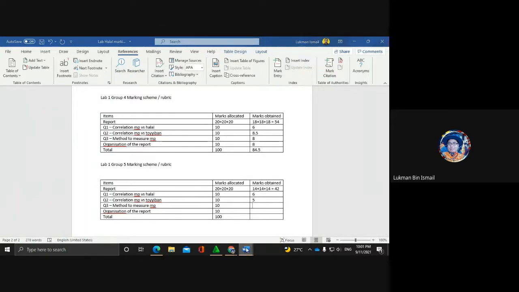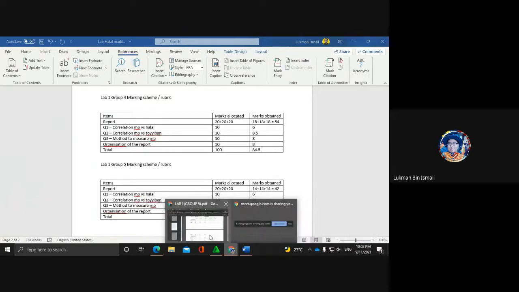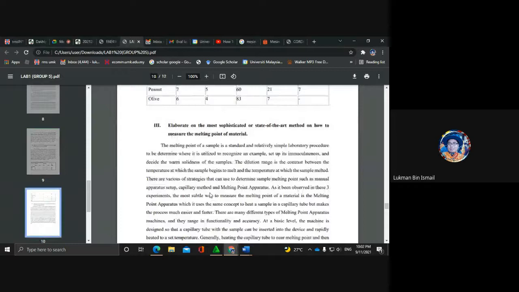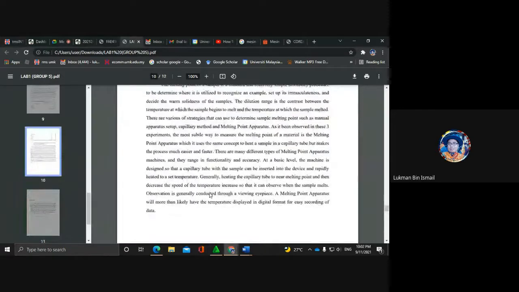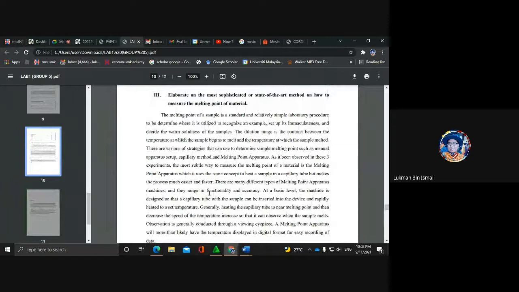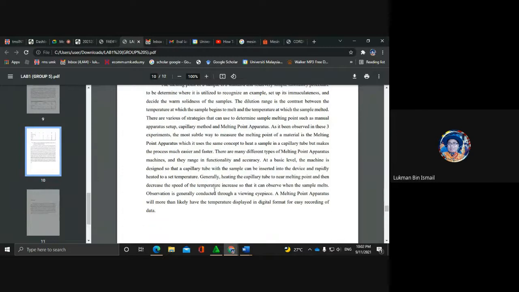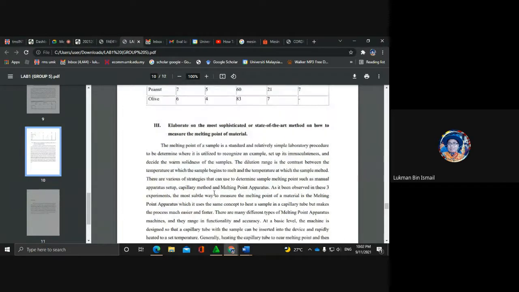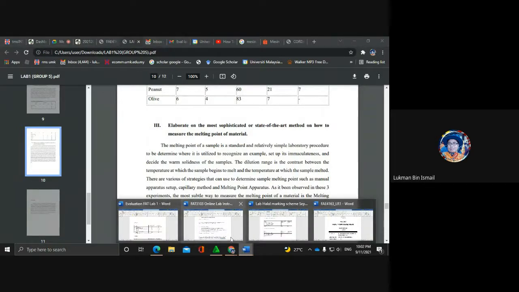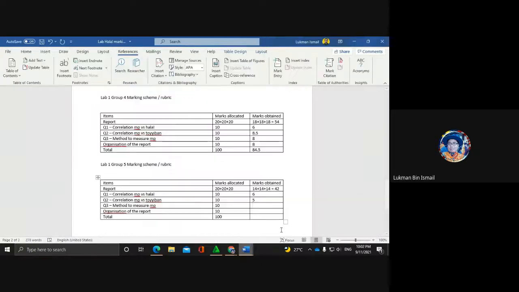Method to measure the melting point. My God, you don't have a picture of the equipment. So where is it? You're not explaining. Basic level machine is. So you did not do some research on the most sophisticated method. So there is no research at all. No research at all has been provided. For question number 3. Okay, bagi markah berapa ni? Fail lah, definitely. 4.